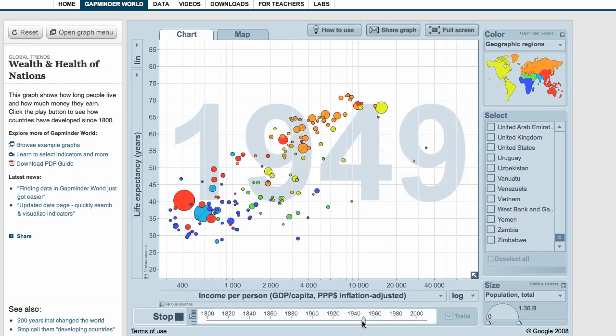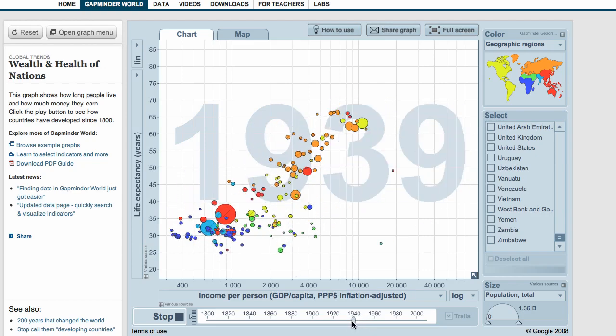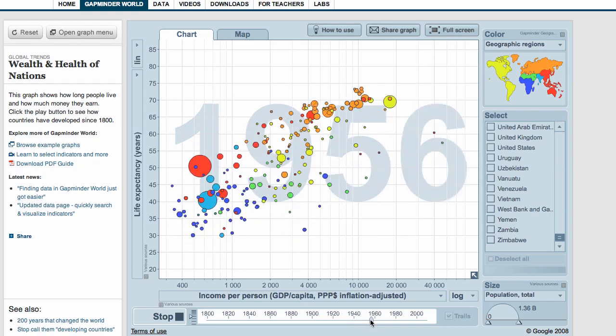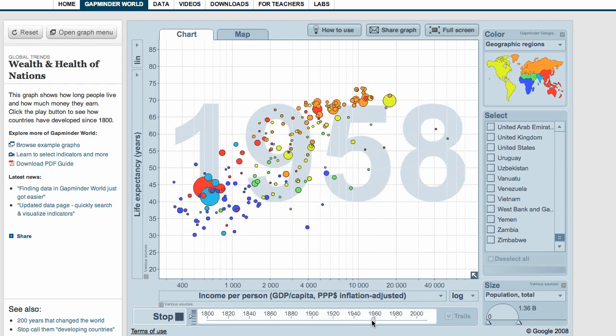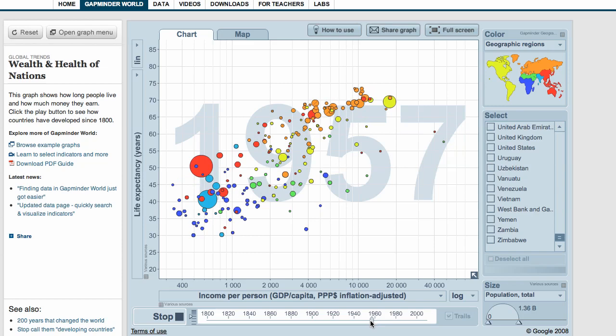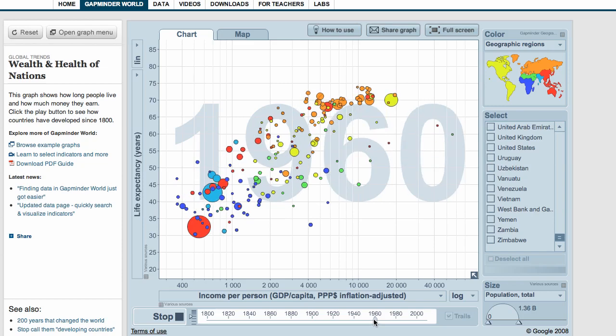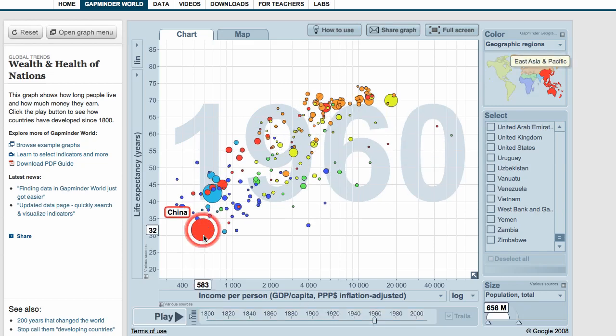And now, whoa, look at it, it's going up and down. You can see there as you scrub back and forth, look at that huge drop right there. Here's a drop on the big red ball from a life expectancy of about 50 in 1957 to life expectancy dropping down by 1960, way back here, to about 32.